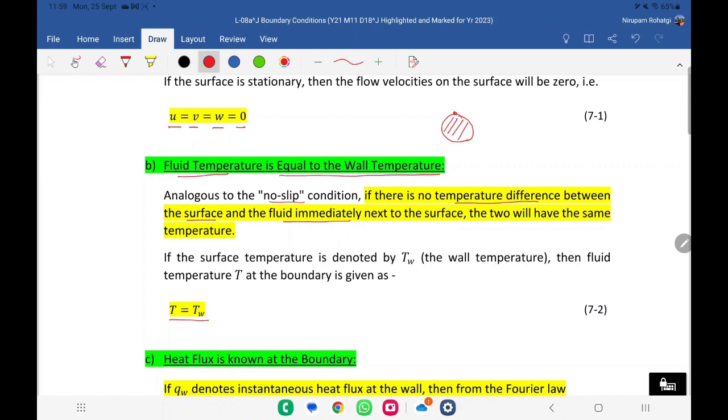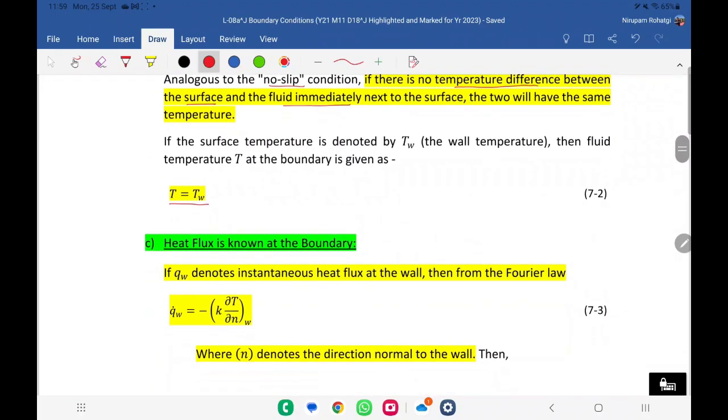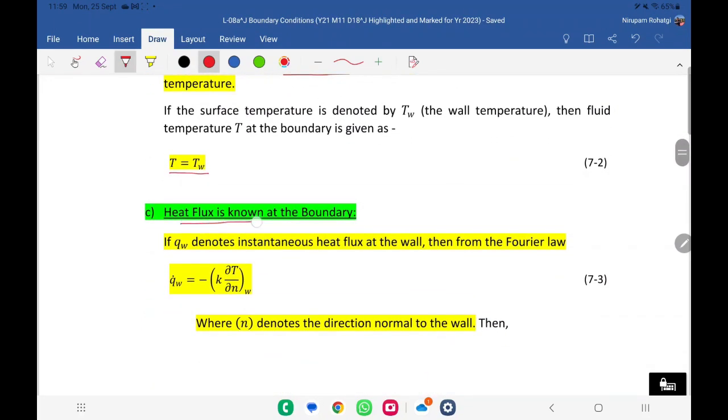Suppose it's a hot wall and you know the temperature of the wall, you can say that the temperature of the air just next to the wall is the same as that of the wall. You can also have a case in which heat flux is known at the boundary. There might be a vessel and some heat is flowing in it. What is the rate of heat flow? And you know that the equation is minus K del T by del N at the wall.